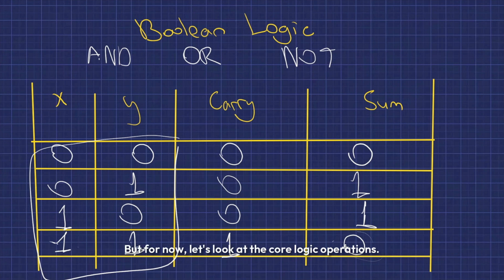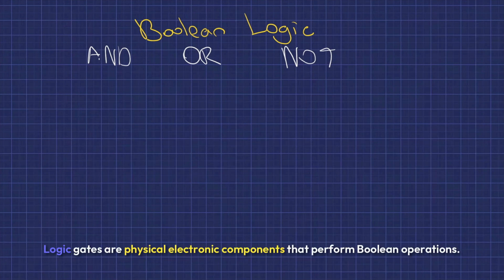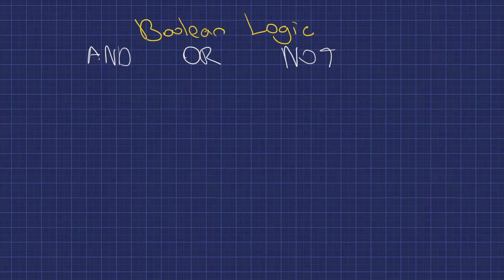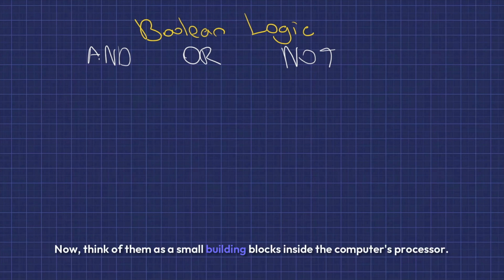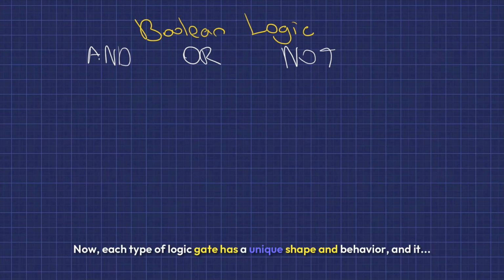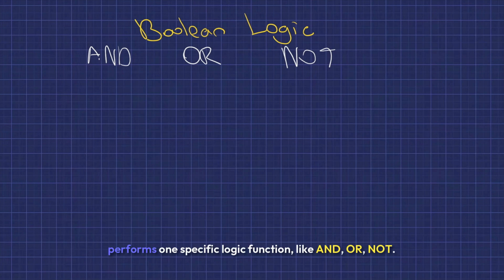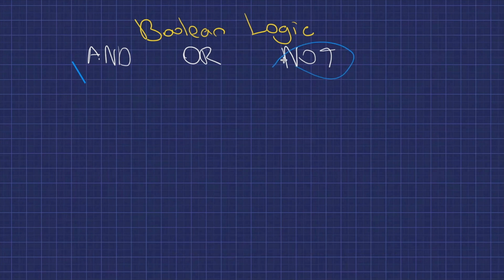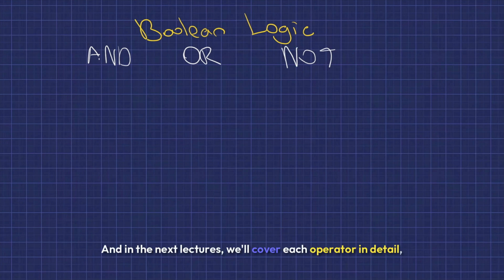the core logic operations. Logic gates are physical electronic components that perform Boolean operations. Think of them as small building blocks inside the computer's processor. Each type of logic gate has a unique shape and behavior, and it performs one specific logic function like AND, OR, NOT. In the next lectures we'll cover each operator in detail, including its definition, the truth table, and the circuit symbol. But now we will start with the AND.